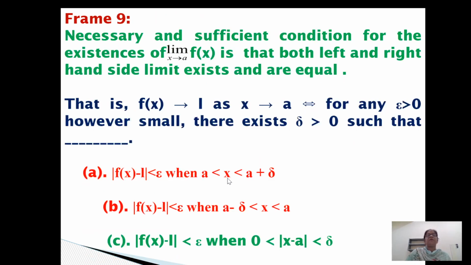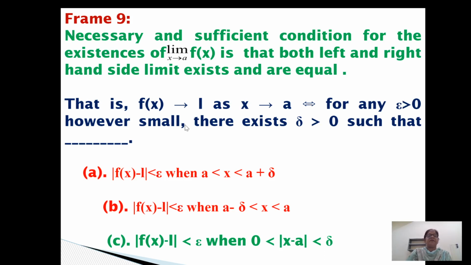And you also know when left hand limit is equal to right hand limit, then limit exists. Now I am going to define the necessary and sufficient condition for the existence of limit as x tends to a of f of x, that is when both left and right hand side limits exist. That means f of x tends to L as x tends to a if and only if. This symbol is for if and only if. Necessary and sufficient means if and only if.